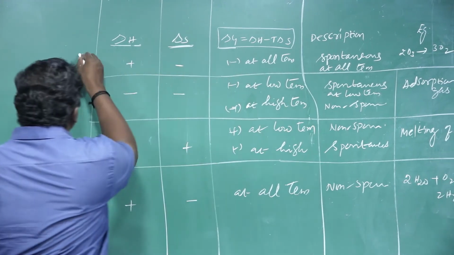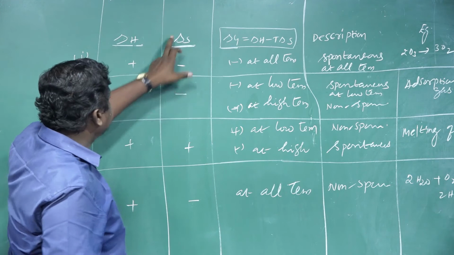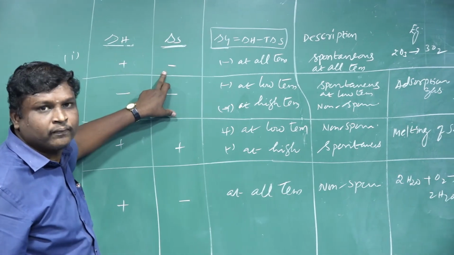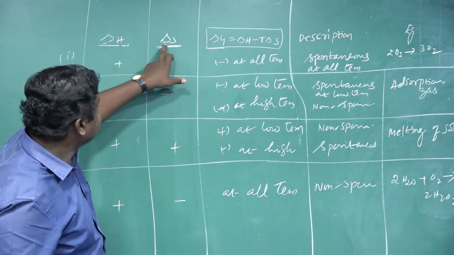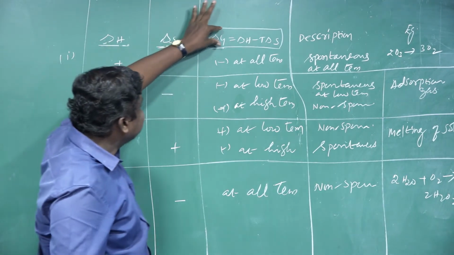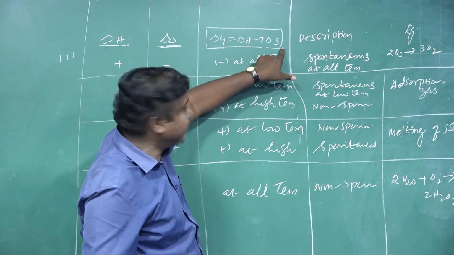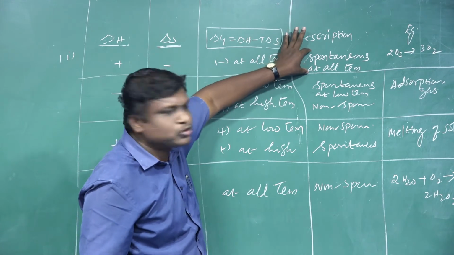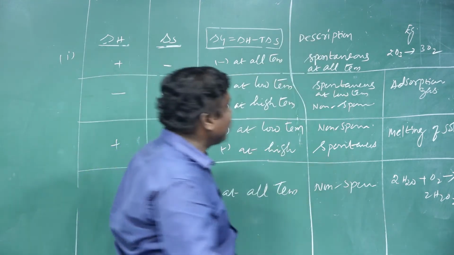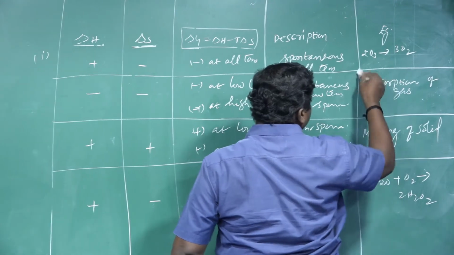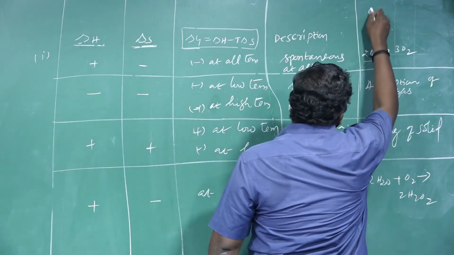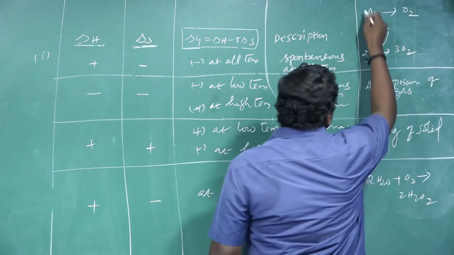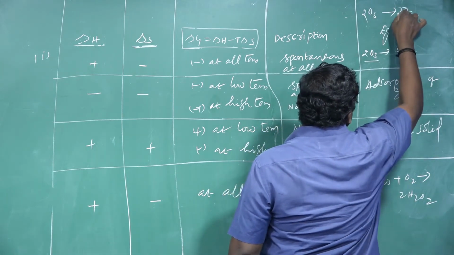The first case: del H is positive and del S is negative. Then del G equals del H minus T del S is positive at all temperatures, so the reaction is non-spontaneous. Example, ozone, O3, goes to O2, oxygen, so 2 O3 goes to 3 O2.